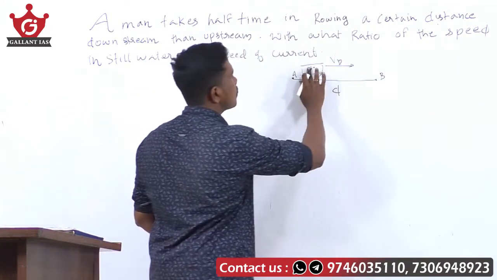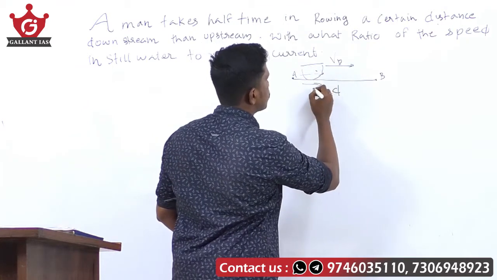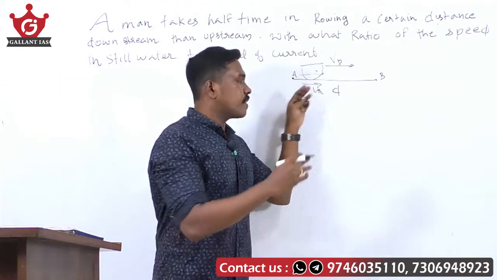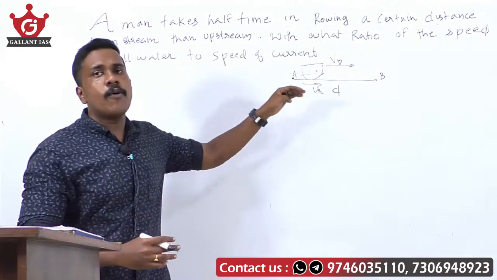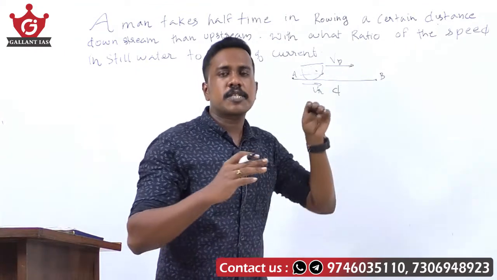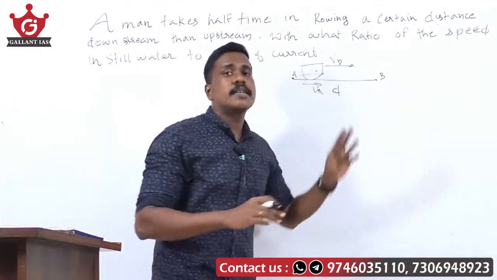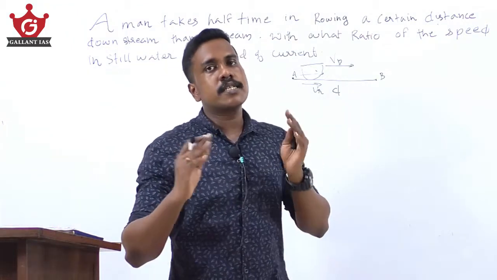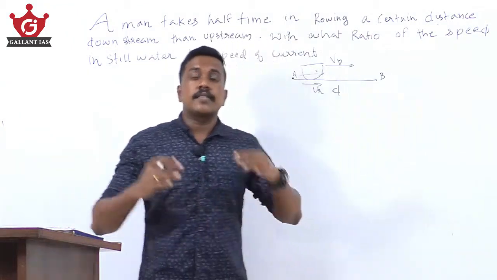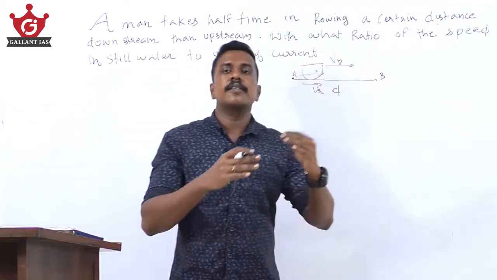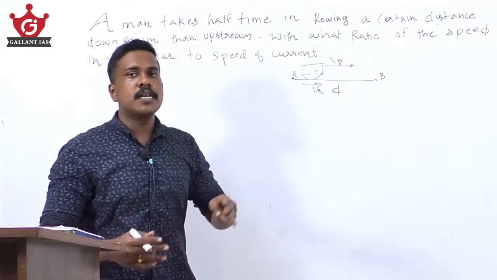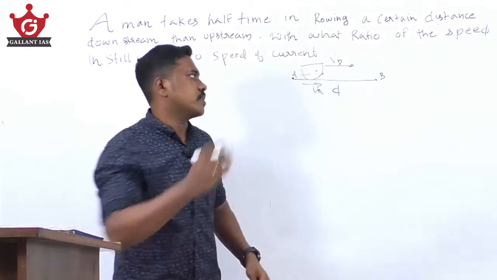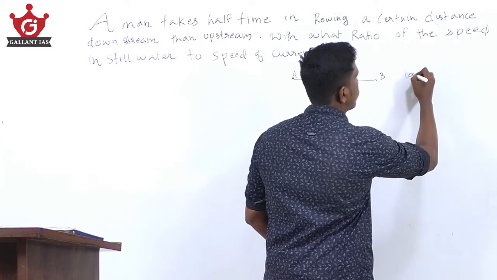VR is the velocity of the river, and both are flowing in the same direction, the stream flow as well as the direction of the boat. So this condition is known as the downstream condition. The downstream condition is when the direction of the flow of the water in the river as well as the movement of the boat are both in the same direction.